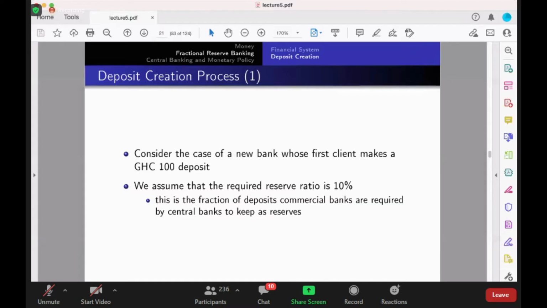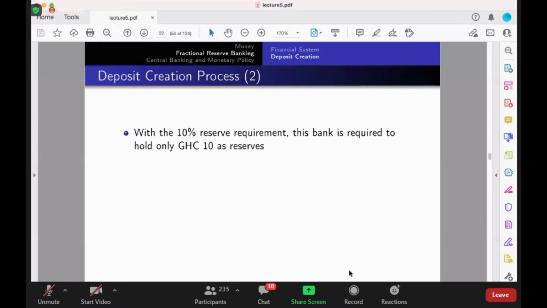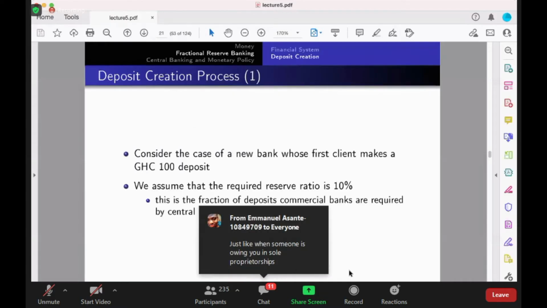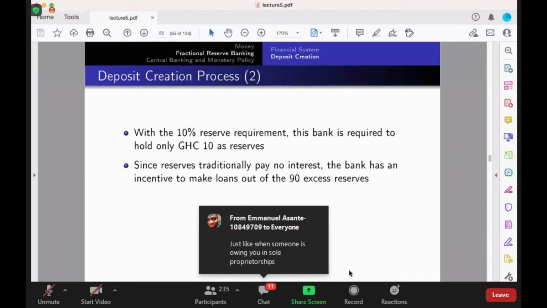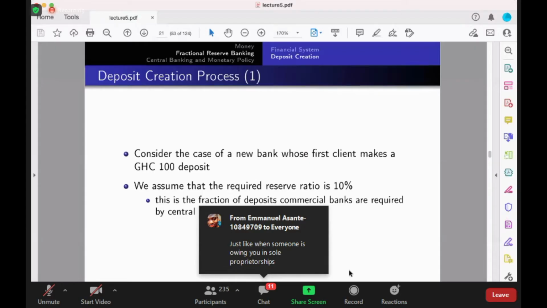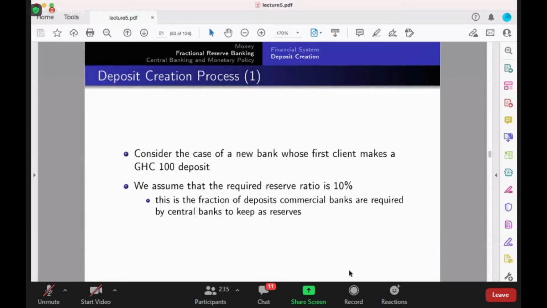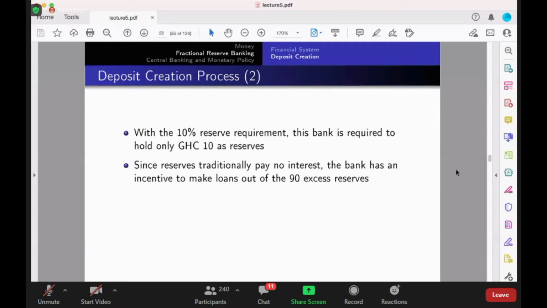So the required reserve ratio is the fraction that they are supposed to keep as their reserve. If we assume a 10% required reserve ratio, then 10% of 100 is 10 Ghana cedis. So with a 10% required reserve ratio, the bank is required to hold 10 cedis as reserves.